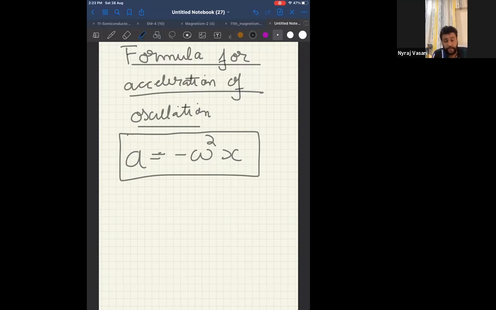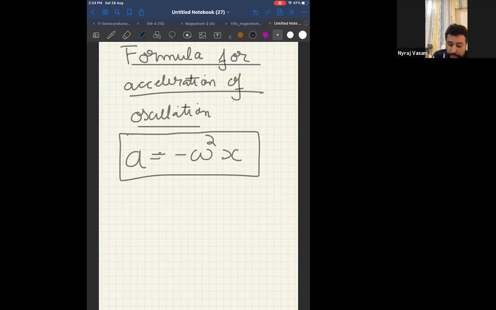The side heading is the formula for acceleration of oscillation. That means in other chapters, I cannot use this formula. Please remember, in another chapter, if some other sir asks you what is the formula for acceleration, you cannot say minus omega square x. You can use this formula only when the body is performing oscillation.